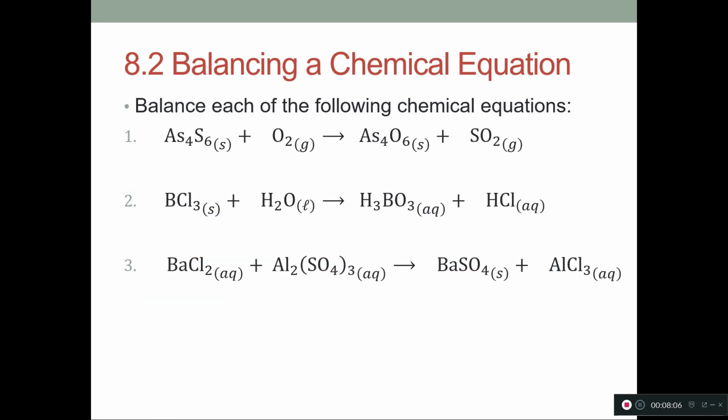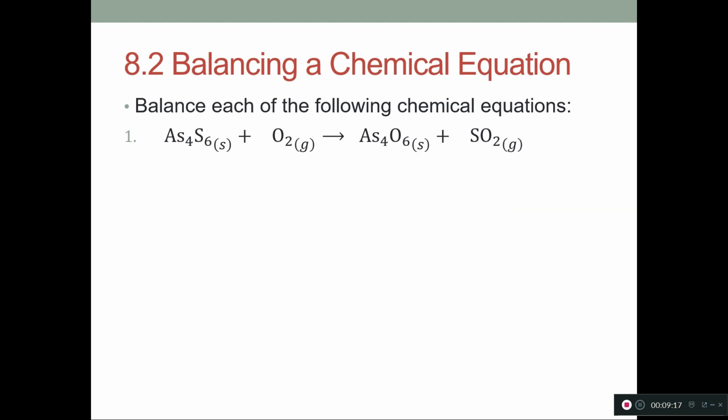Now let's take a look at a new batch of equations here that we can try to balance. Again, if you want to pause and try this on your own first, I would encourage you to do that, but we will go through these 3 in some detail again. The first one, we have this arsenic sulfide here plus oxygen gas. That's becoming this arsenic oxide plus this sulfur dioxide gas.